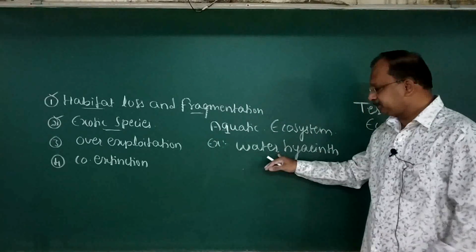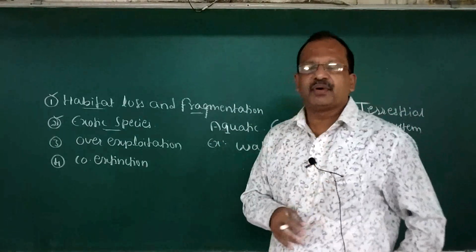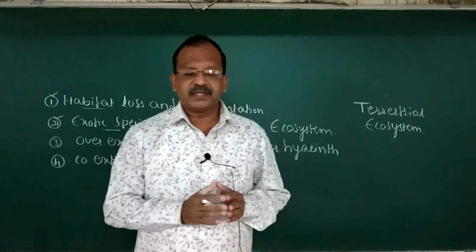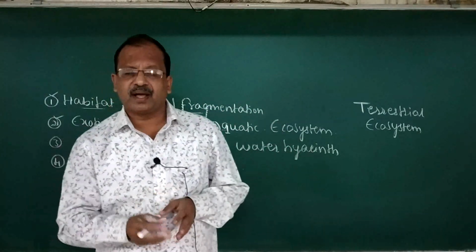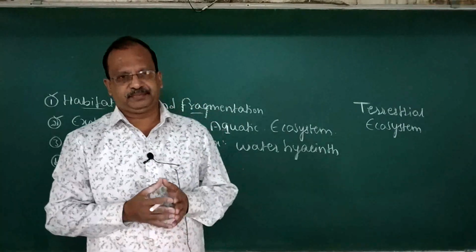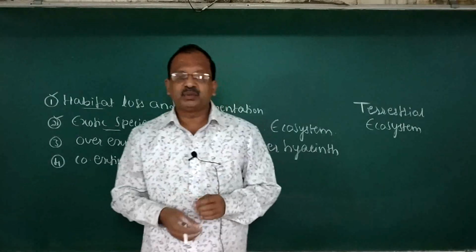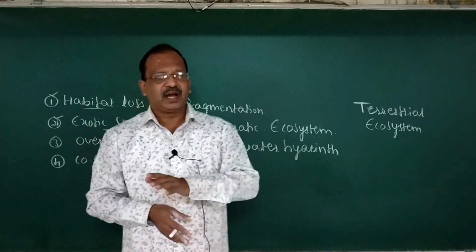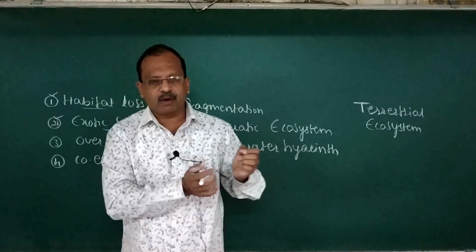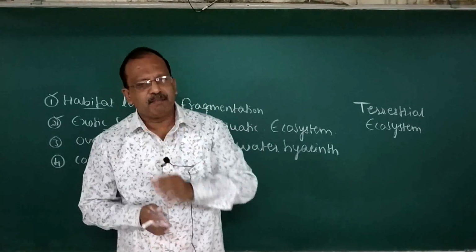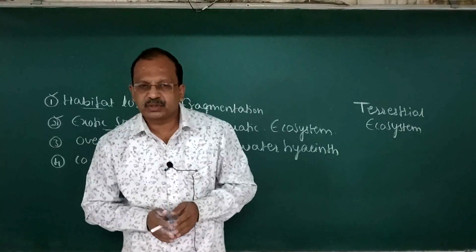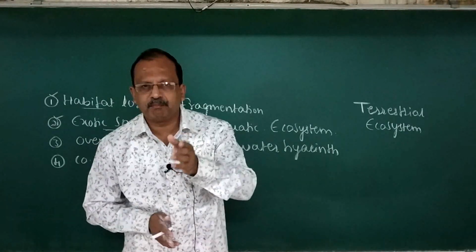Water hyacinth is a native of Amazon basin of South America, but it is introduced to my great India due to its beautiful flower and shape of leaf. It will multiply through vegetative propagation and cover almost all the space. It will drain out oxygen and kill many aquatic plants and animals, including fishes. Therefore, it is commonly called terror of Bengal.